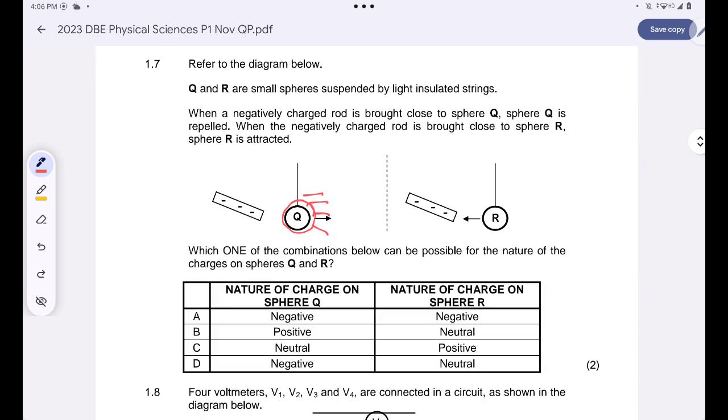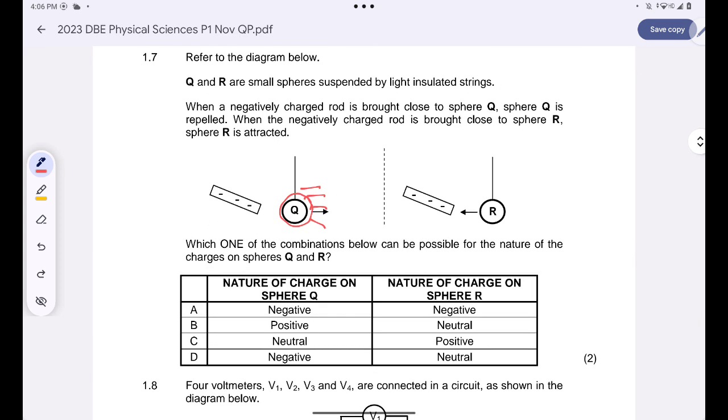Are you together? So I'm looking for answers whereby sphere Q is negative, number one. So that's A and D. Are you together? So B and C, they're already out of the conversation. Are you together? And then now let's look at sphere R. Sphere R has to be neutral or positively charged. There's only neutral here. So the answer for this question is D.